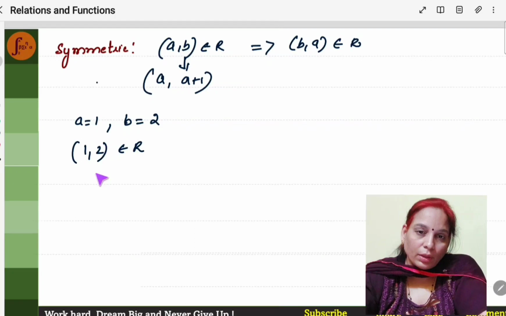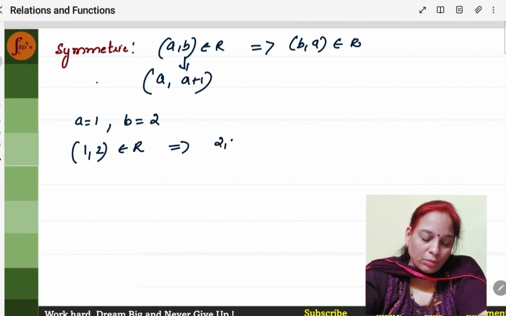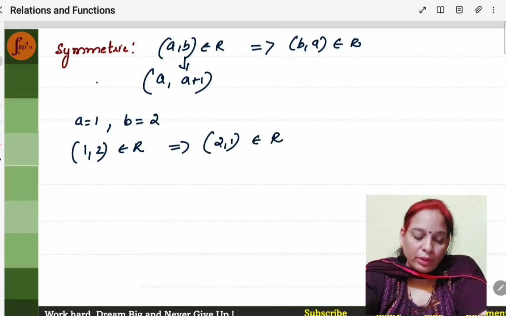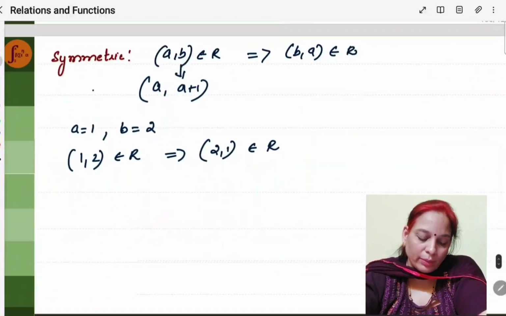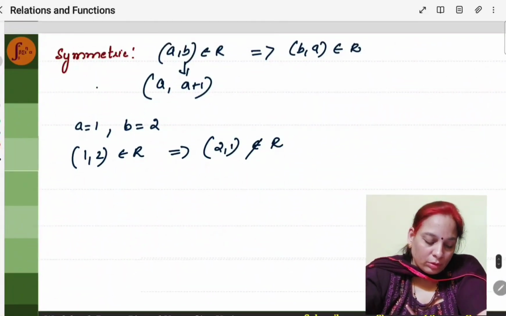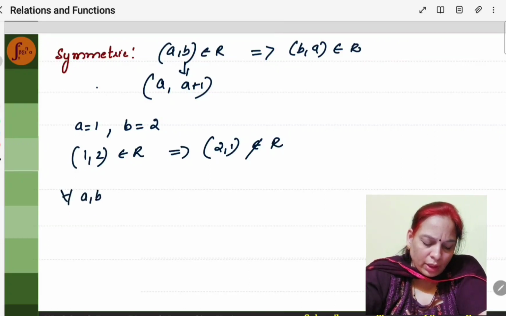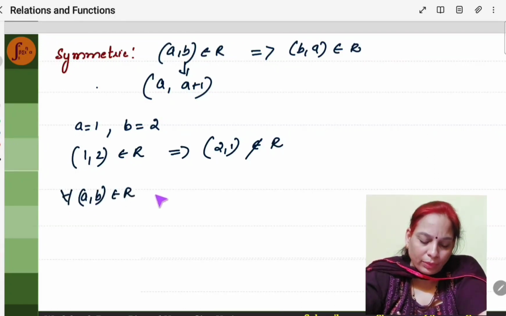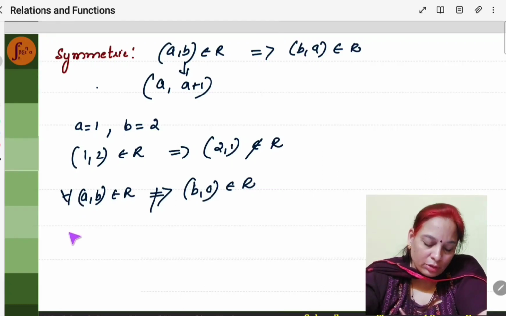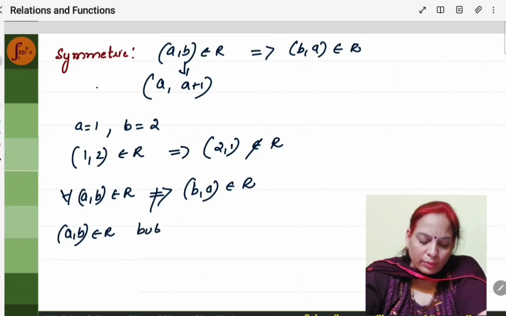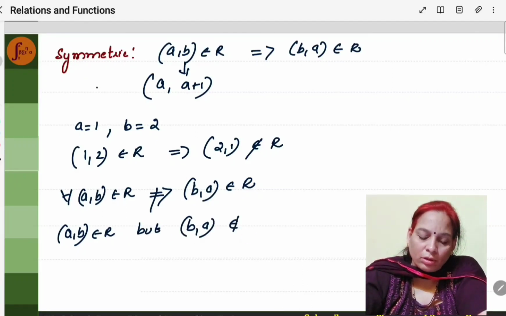Now I'll reverse this. If 1 comma 2 belongs to R, for symmetric, 2 comma 1 should also belong to R. But here, if you see in this relation, do we have 2 comma 1? We don't have 2 comma 1. 2 comma 1 does not belong to R. So A comma B belonging to R does not imply that B comma A belongs to R. I can say the relation is not symmetric because A comma B belongs to R but B comma A does not belong to R.